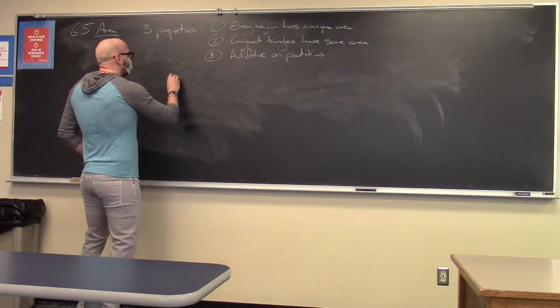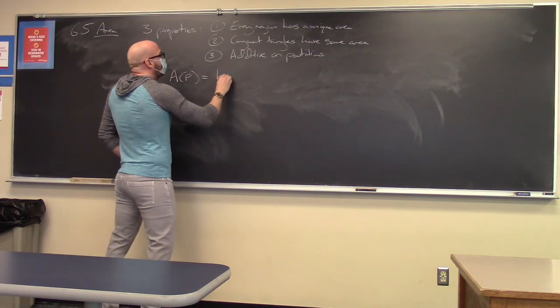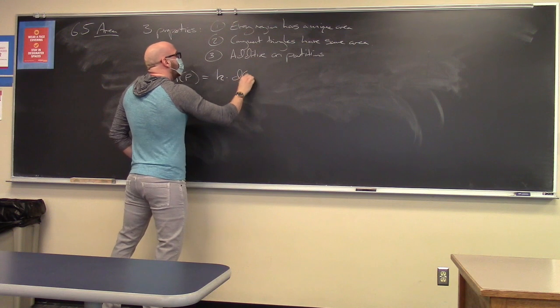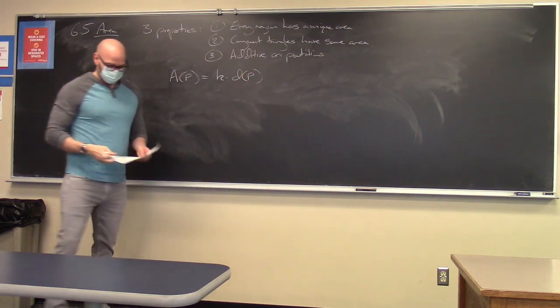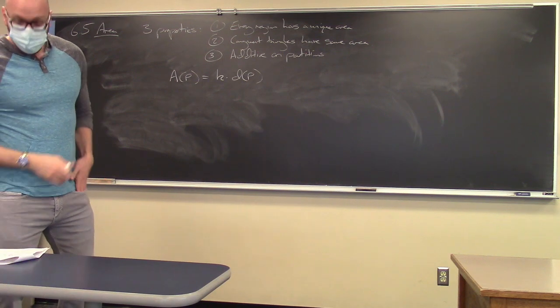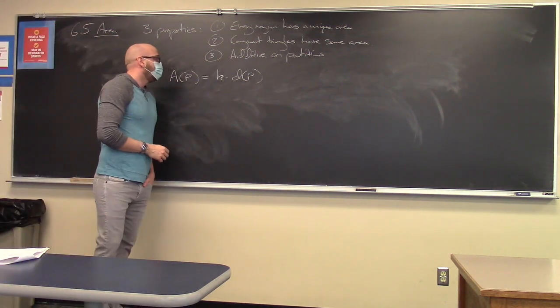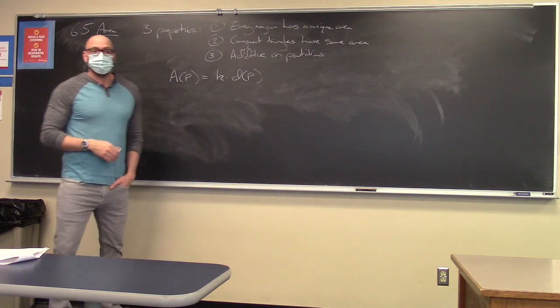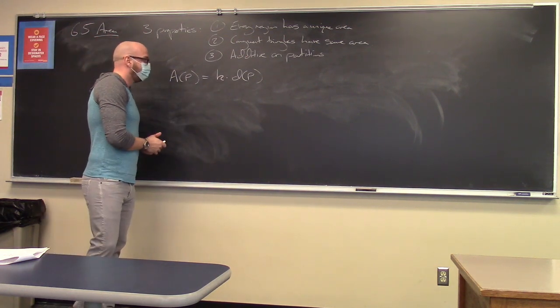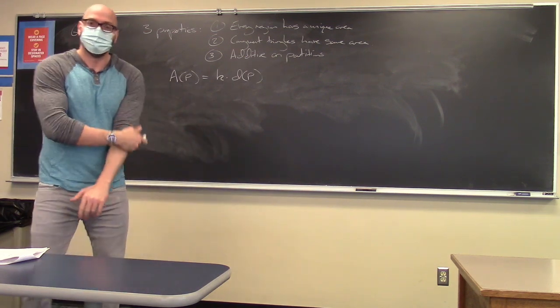And not much else to say about this. Just remember that the area of a polygon is defined to be k times the defect, where k is just some constant that you choose. It's some fixed constant that's fixed in the geometry forevermore once you choose it. All right, it's just a scaling factor.